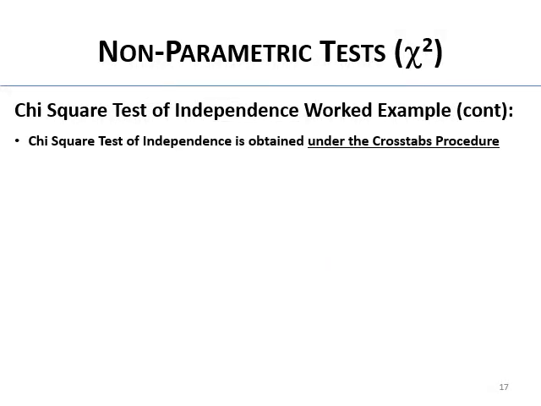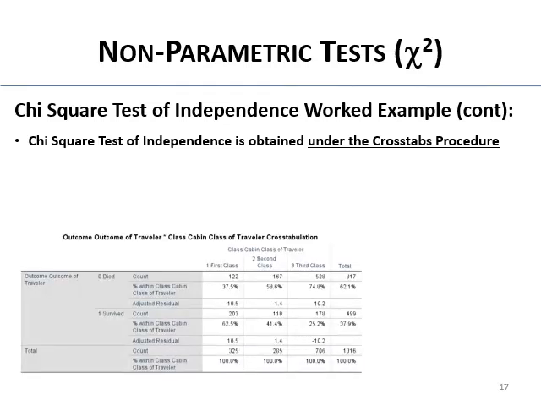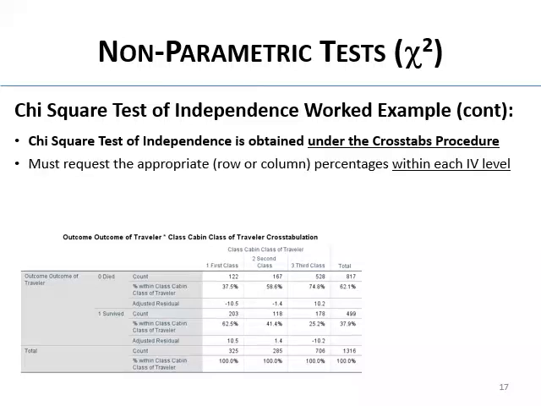So the chi-square test of independence doesn't have its own menu. You actually get it under a procedure called crosstabs, which is under descriptives. So this is what you get. This is a cross tabulation. This is called a 2x3 cross tabulation. You've got whether they died or survived on the left side. So those are the rows. The columns are the cabin class of the traveler. So that's first, second, or third class.